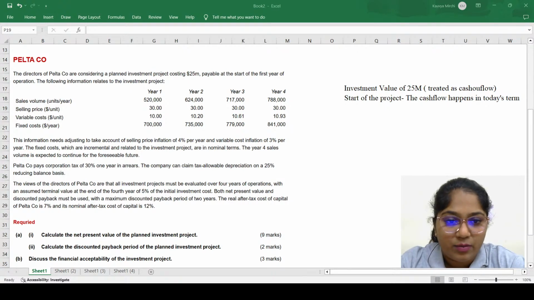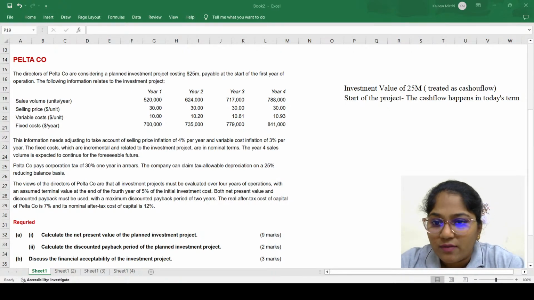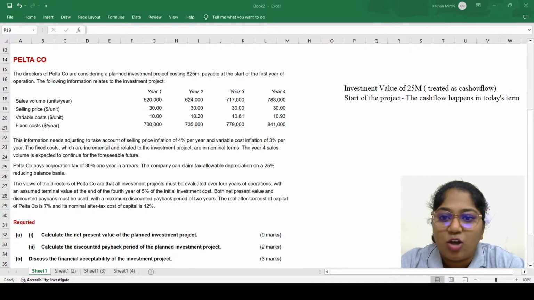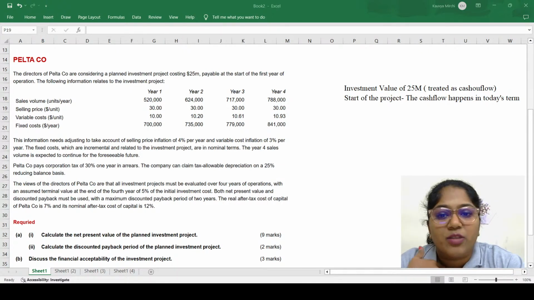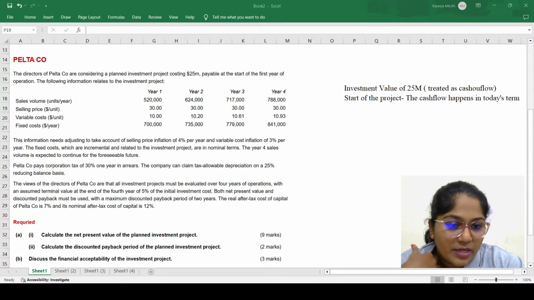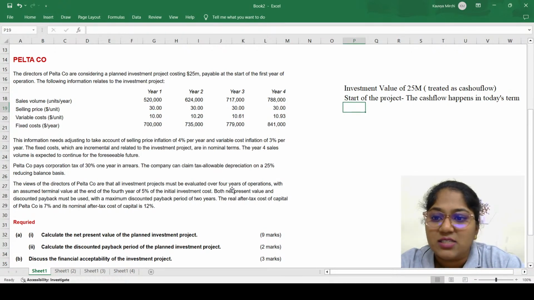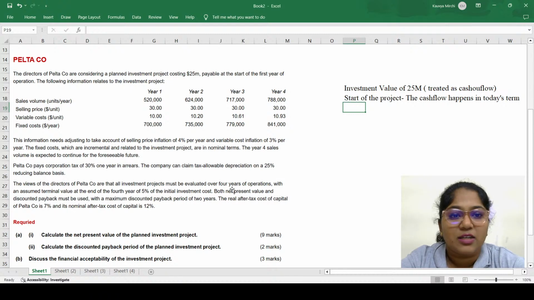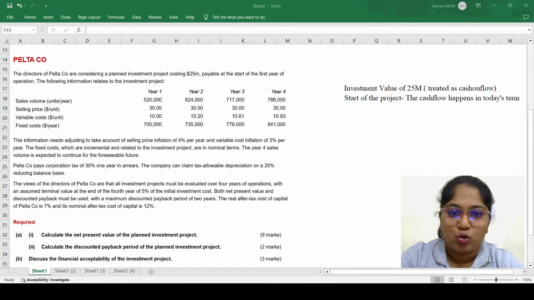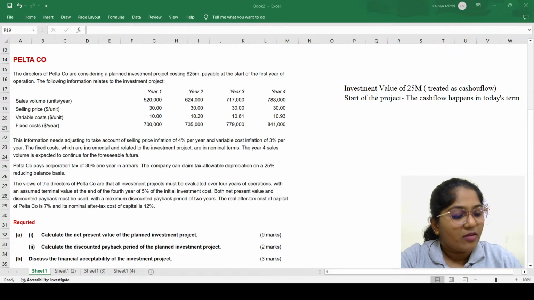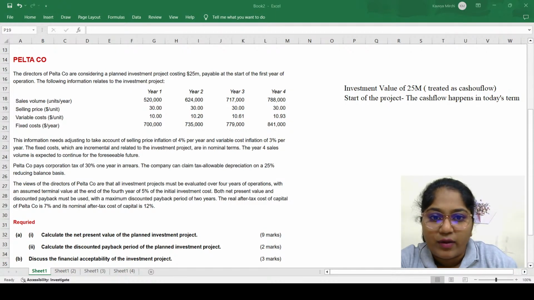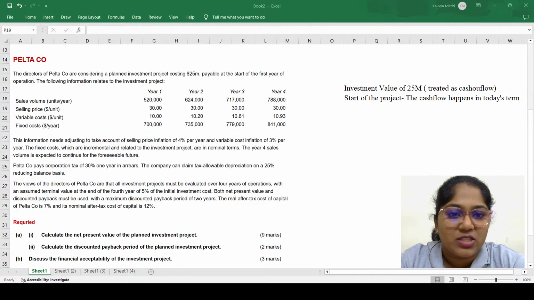Now, the last information that I have is that the views of the directors of Pelta company are that all investment projects must be evaluated over 4 years of operation. That means we assume that 4 years is the end of the operation, with an assumed terminal value at the end of the 4th year of 5% of initial investment cost. We assume that 5% of whatever I have invested would get back to me. Imagine I terminate the project. Out of 25 million, I'll get 5% of 25 million, which can be treated as my scrap value.